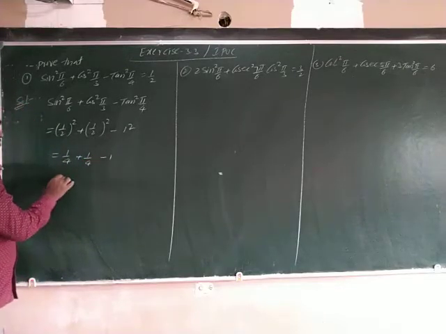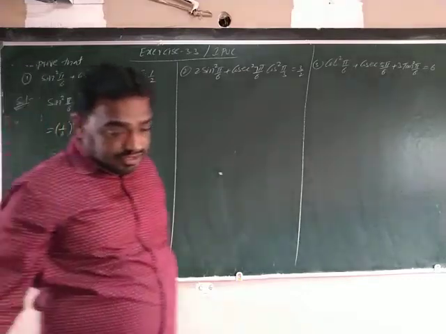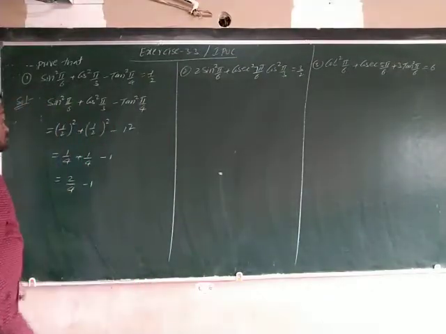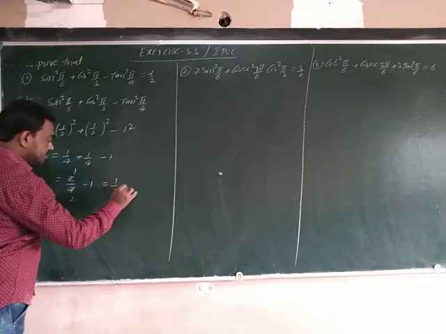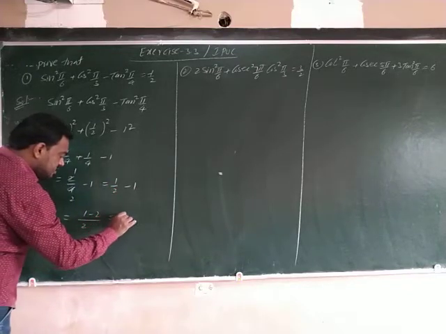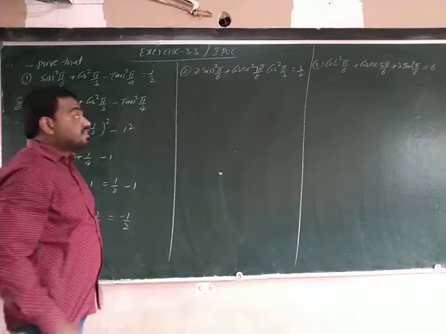This is equal to 2 by 4 minus 1, that is 1 by 2 minus 1. LCM 2, so 1 minus 2. That is equal to minus 1 by 2. That is our answer. Next is second one.